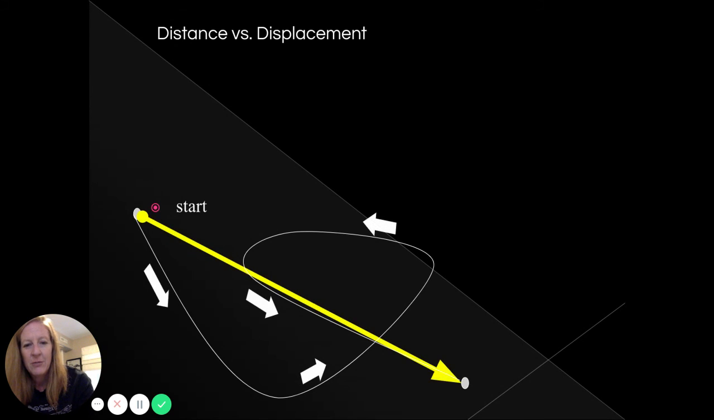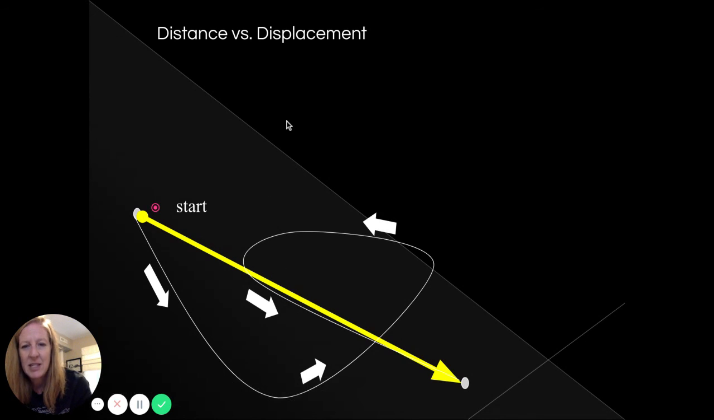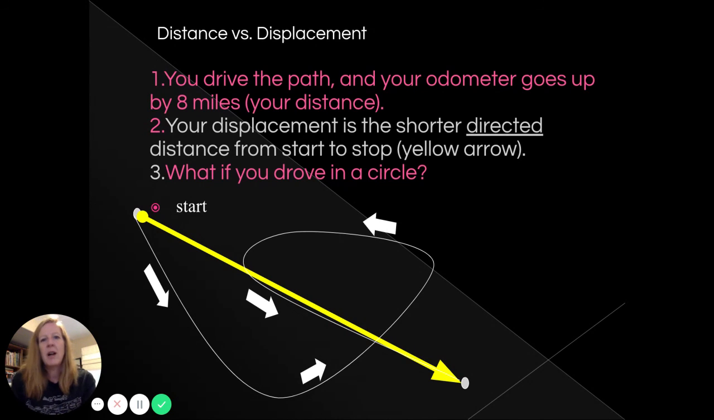So when we talk about distance and displacement, here's our start point. Here's the end point. Which line represents distance? The white line or the yellow line? Distance would be the white line. Displacement goes from the start directly to the end, a straight line from the starting point to the ending point. That's displacement. So you drive the path and your odometer goes up by 8 miles, that's your distance. Your displacement is the shorter directed distance from the start to the stop.